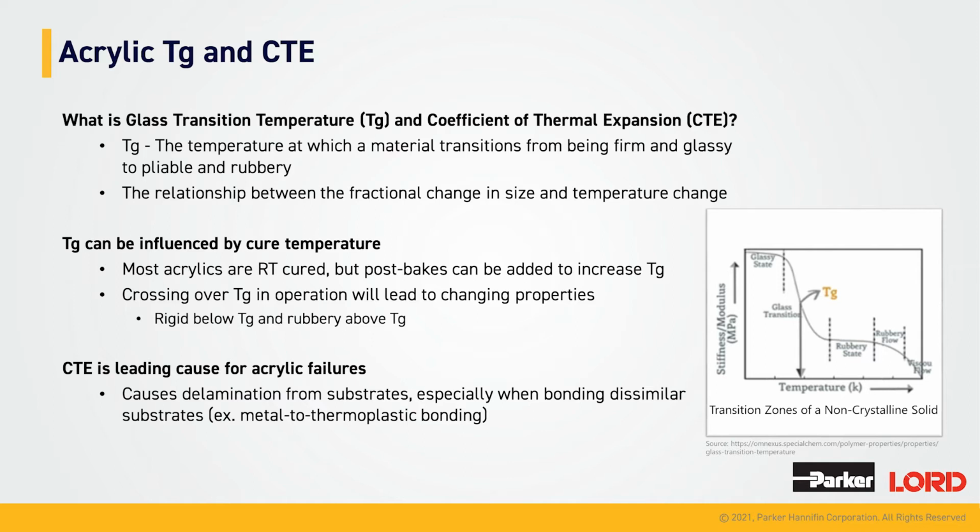Now, crossing over that TG, as I said, can lead to changing of properties. The coefficient of thermal expansion is the leading cause for acrylic failures because delamination of the substrates oftentimes occurs, especially when bonding two dissimilar substrates. So, a metal and a thermoplastic both have different inherent coefficients of thermal expansion. So, when they're expanding at different rates, the delamination does oftentimes occur. So, two super important things to keep in mind when thinking about acrylics.